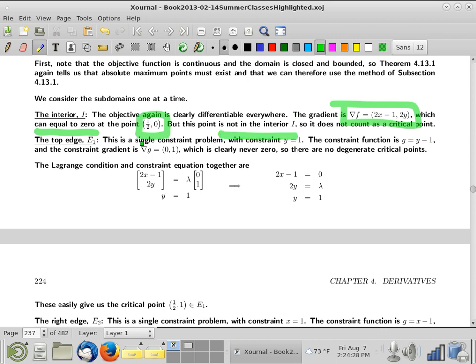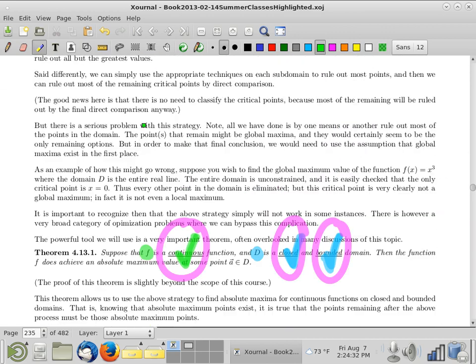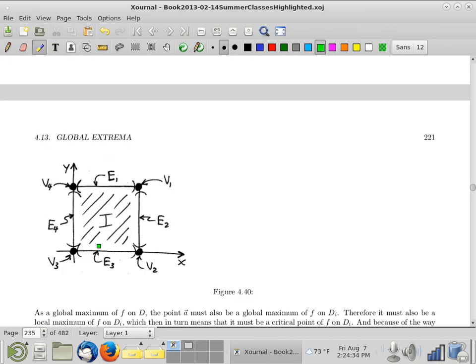Let's look very carefully at this point, 1/2, 0. Well, that point, x equals 1/2, y equals 0, is there. It's on this edge. It's on E3. We were describing conditions for finding critical points in the interior, and we got a point which is not in the interior. So it doesn't matter. We throw it away.